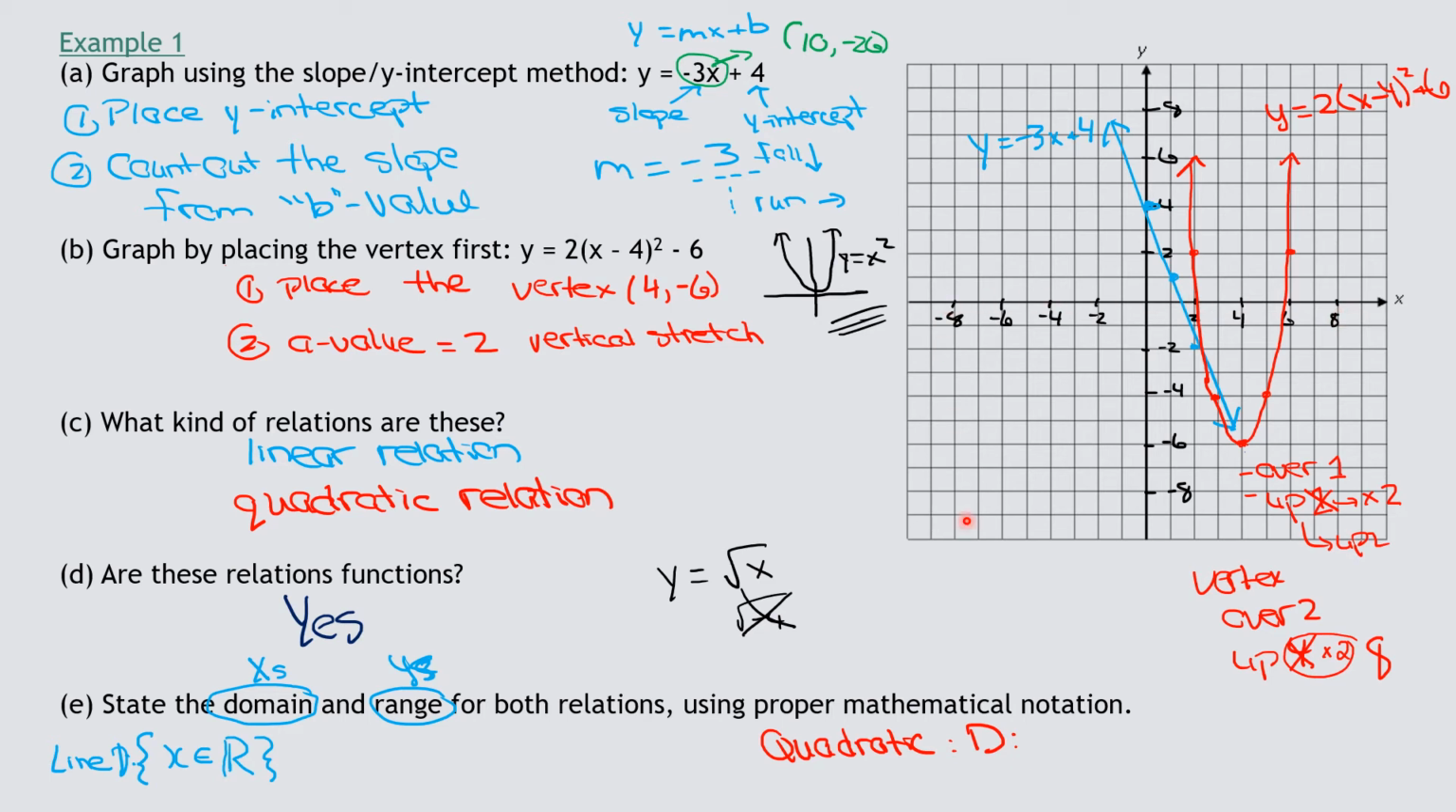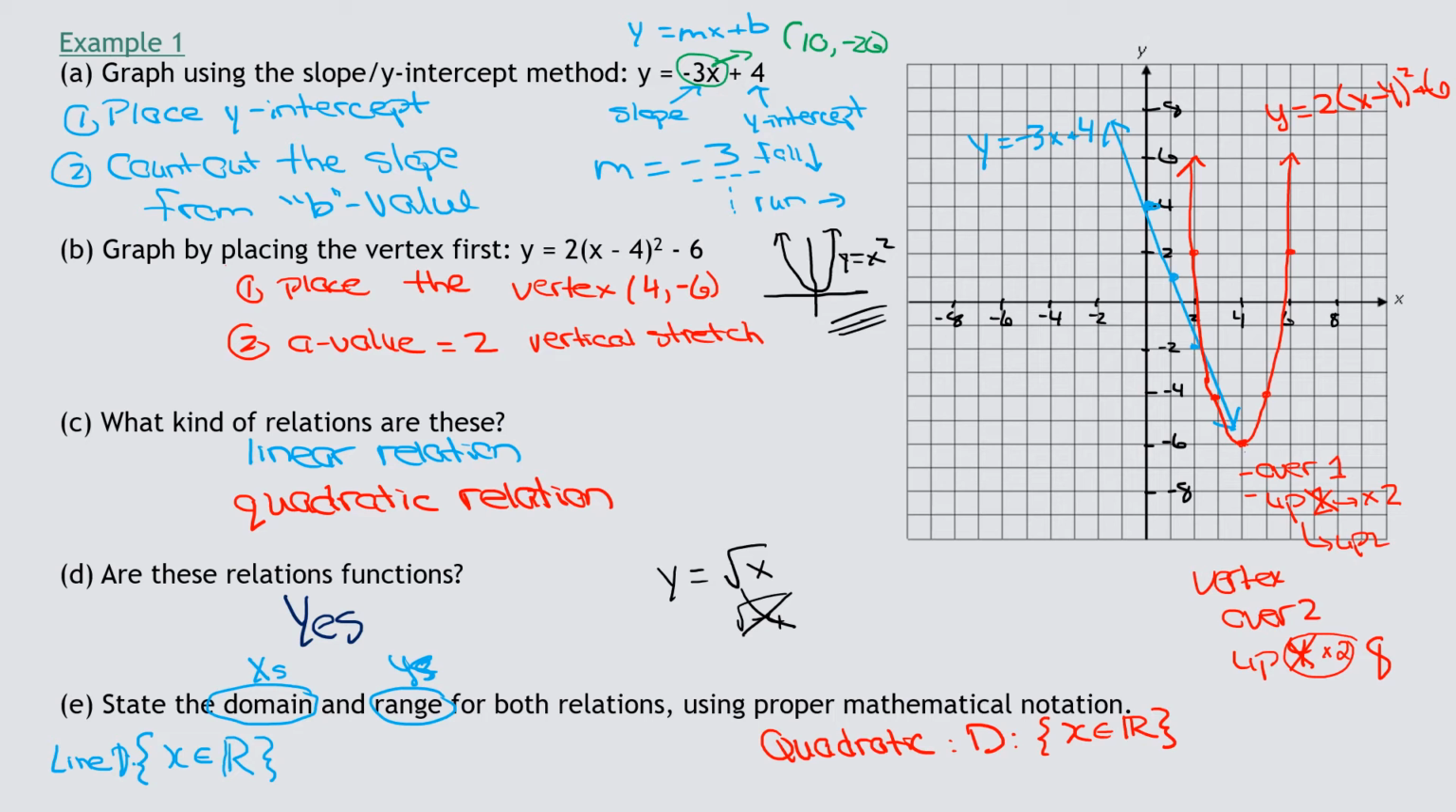Any x works. So the domain for this quadratic is the same as it was for the line. We have no restrictions. X is just an element of real numbers. X can be any number we want. We can sub in and we will get an answer. So that's what the domain is.